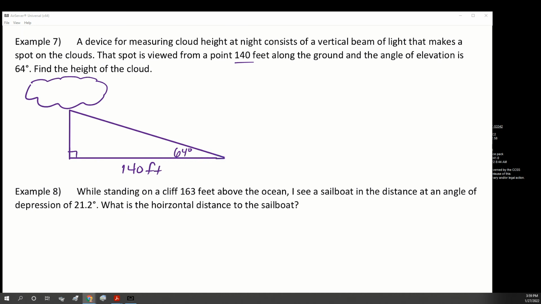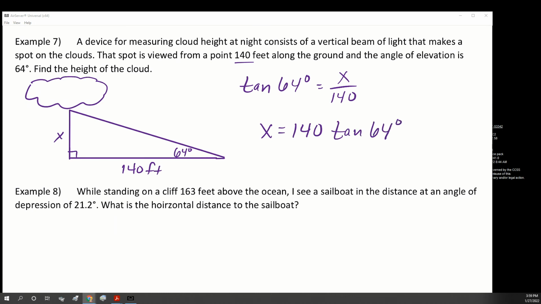All right. Now what we want to find is the height of the cloud. So that is x. And I know when I'm not using the hypotenuse, that is going to be tangent. Tangent of 64 degrees is equal to the opposite over the adjacent. The variable is up high, so you're going to multiply. And this is also in feet.